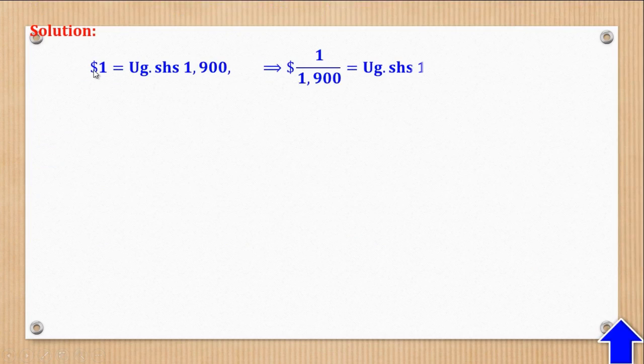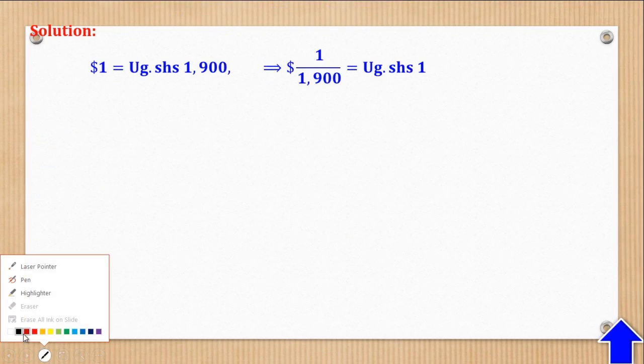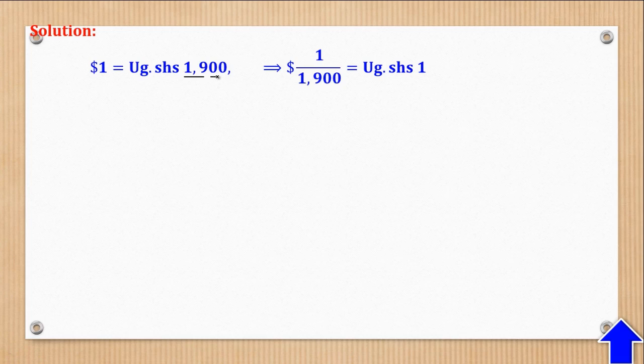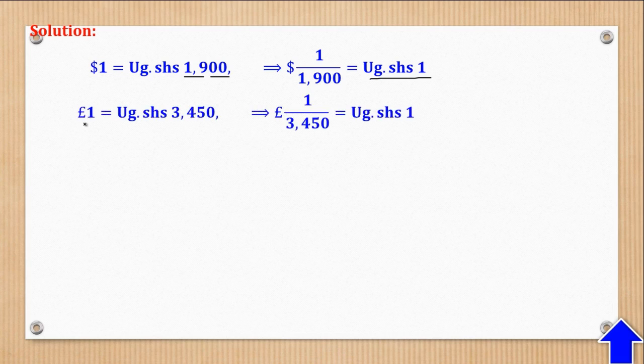So you come and say that $1 US is equal to 1,900 Uganda shillings, and therefore when I put this 1,900 this side, I'll come up with 1 over 1,900 US dollar being equal to 1 Uganda shilling. On the other hand, £1 is equal to 3,450 Uganda shillings. Therefore, when I put this one this side, I'll come up with 1 over 3,450 pound being equal to 1 Uganda shilling. So these are the same.